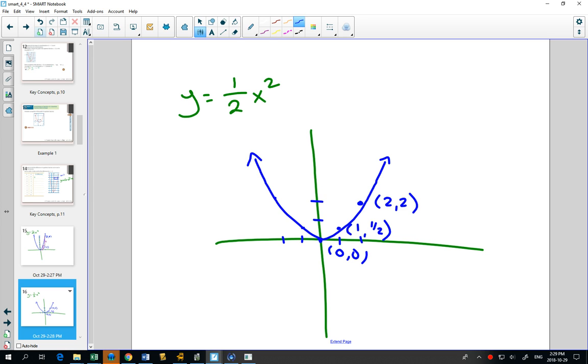If we draw the pattern here, over 1, up 1/2, over 1, up 3/2. Can you see that if you go from 1/2 and add 3/2, you would get to 2?